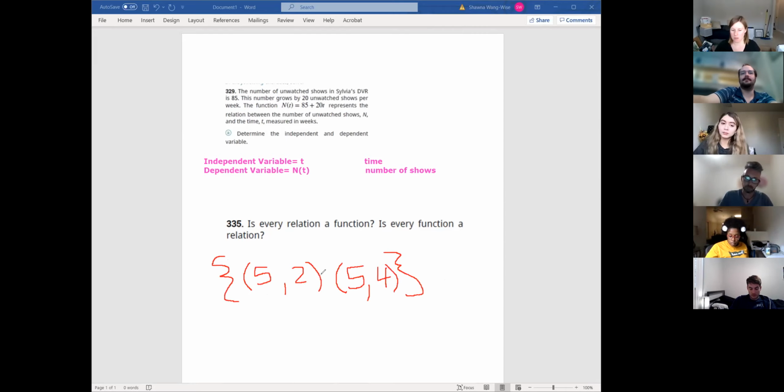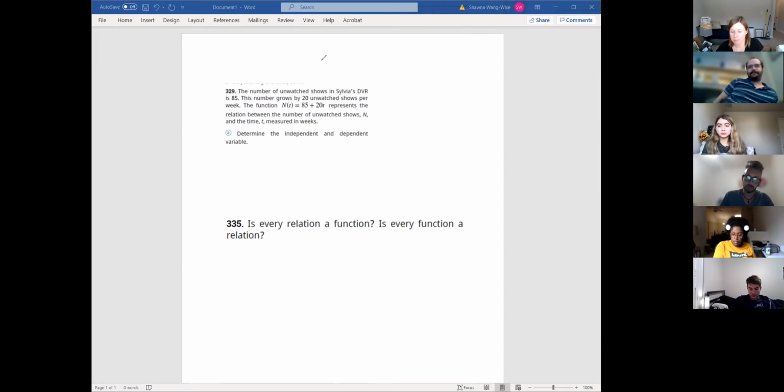Right. So this, for example, would not be a function, but it is a relation. We are relating the 2 and the 5 and the 4 and the 5, but it's not a function because the 5 has two different y's, two inputs. So is every function a relation? No. Can you give me an example of a function that's not a relation? No, sorry. Every function is a relation because every y has an x. Yeah, every function is a relation.